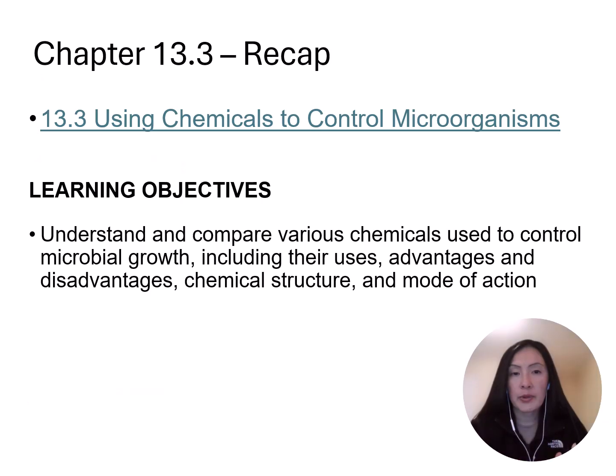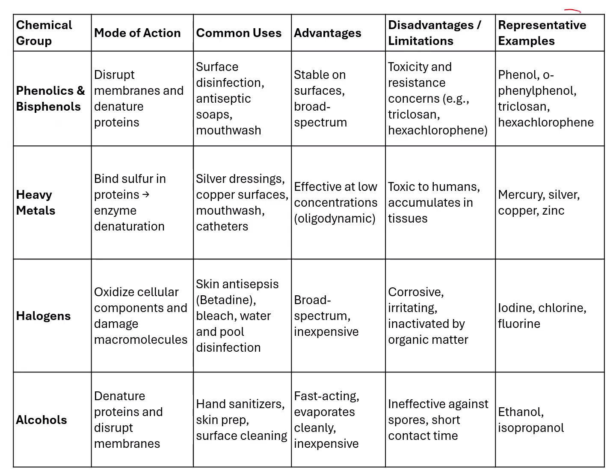And to recap 13.3, understand and compare various chemicals used to control microbial growth, including their uses, advantages, disadvantages, chemical structure, and mode of action. Again, you can use that previous table from the book, but in the next few slides, I've also compiled another table for you with these topics as headings. And here you can see I've added a few more headers compared to the previous table. For chemical structure, I'm not going to ask you to sketch it out, but you should have a general idea. Like earlier, we saw the single ring in our phenolics, whereas in the bisphenols, we had 2 rings.